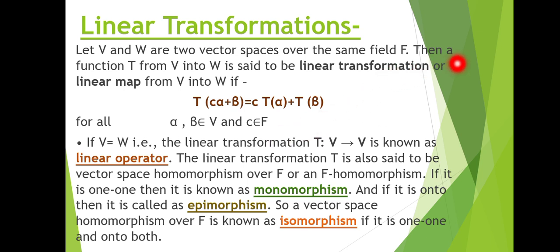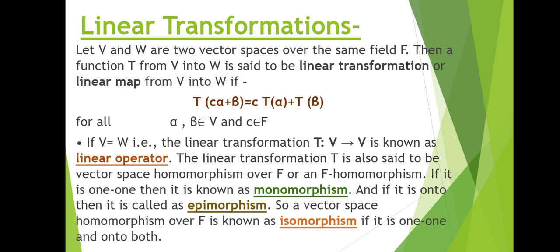Then a function T from V into W is said to be a linear transformation, also called a linear map from V into W, if T(c alpha + beta) = cT(alpha) + T(beta) for all alpha, beta belonging to V and c belonging to F. If V is equal to W, that is, the linear transformation T from V to V is known as a linear operator.